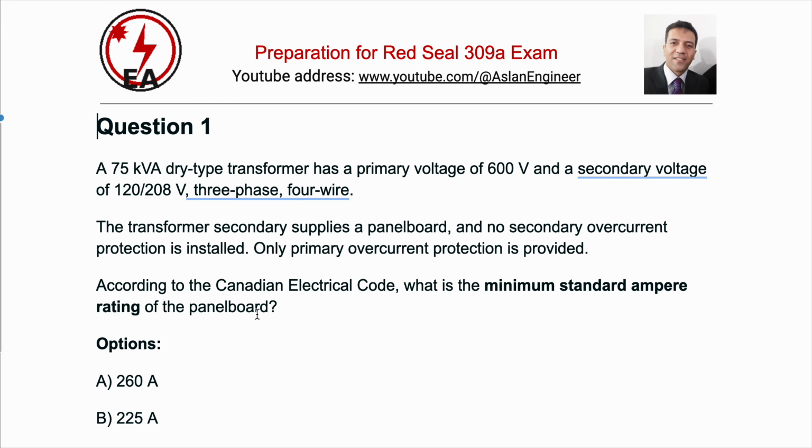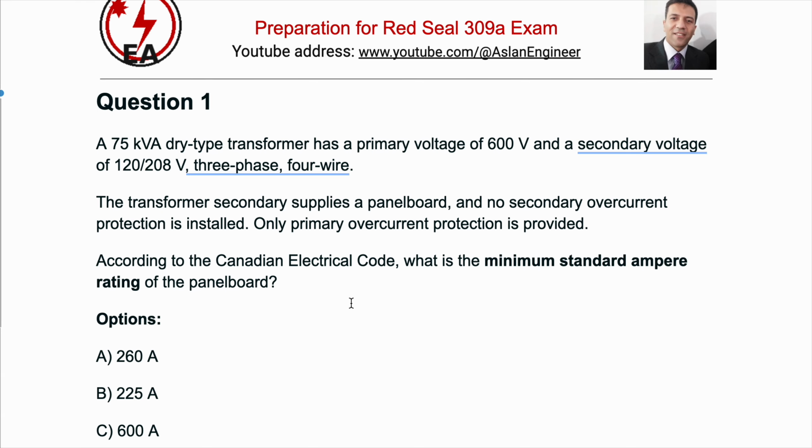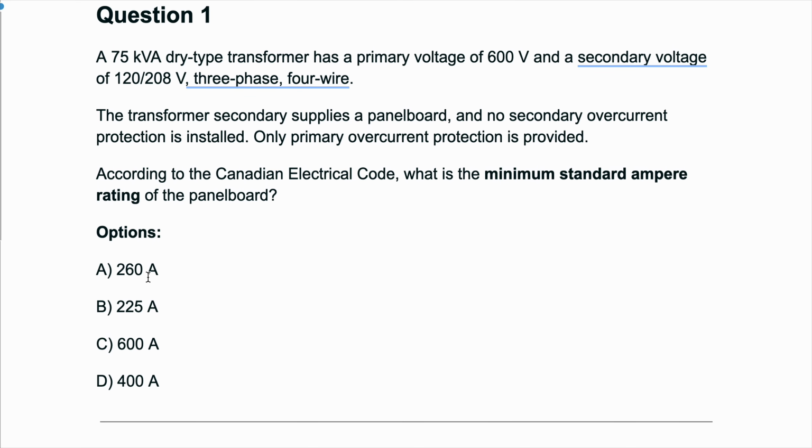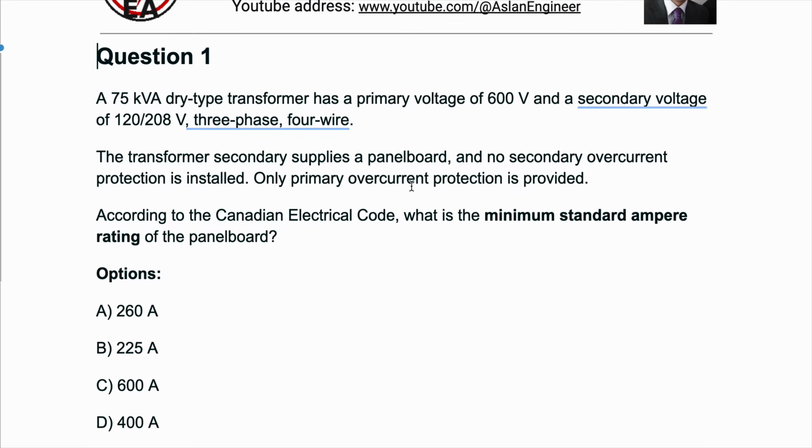So for this question they ask us for the size of the panel board. You can see the options. 260 is not a standard panel board size. 225 can be, and 600 and 400. So one of these options, B, C, or D, can be the answer. So for the secondary voltage, we have 75 kilovolt-ampere.